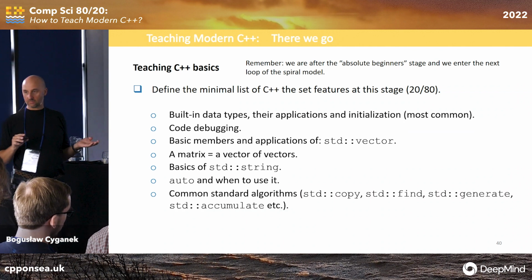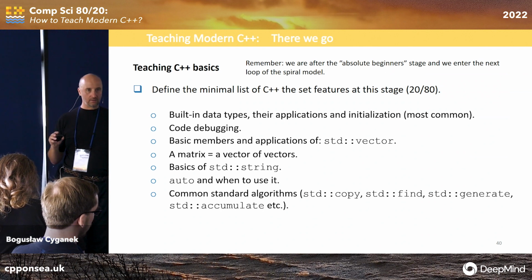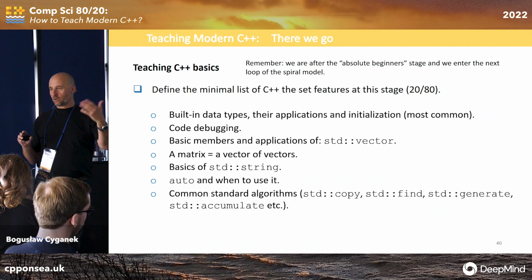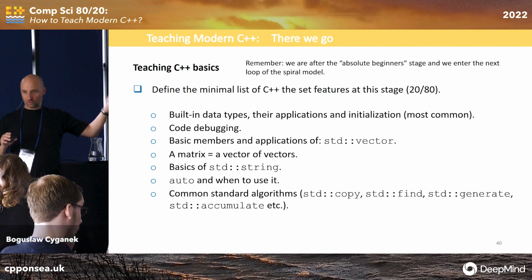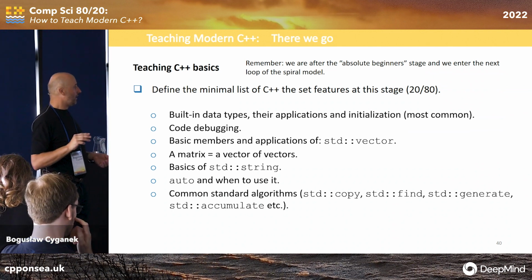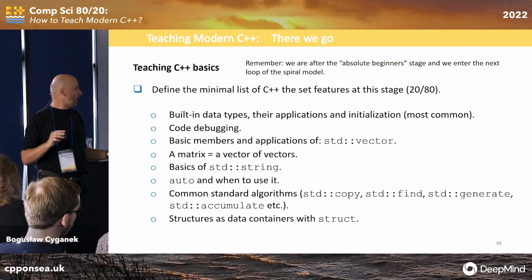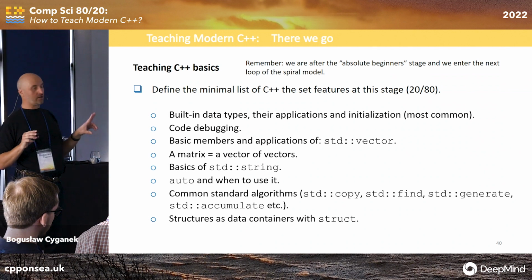Common standard algorithms. Okay, you know how to write the loops, but you don't use the loops everywhere. If you need to copy something on the screen, use copy. Or generate, accumulate. We are showing this in the very beginning. Structures as data containers with struct.